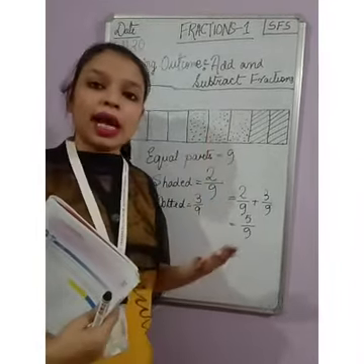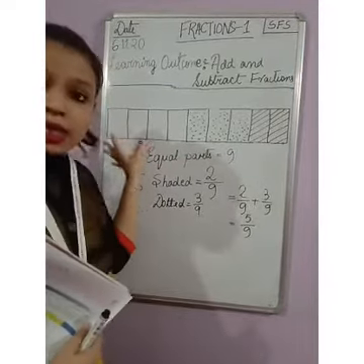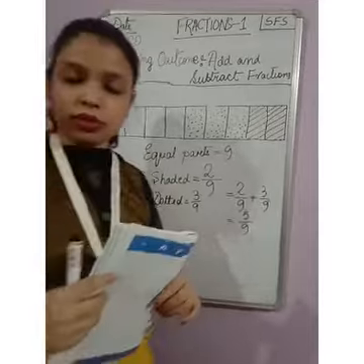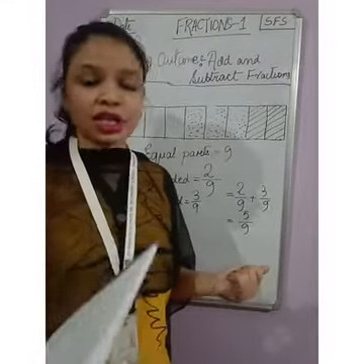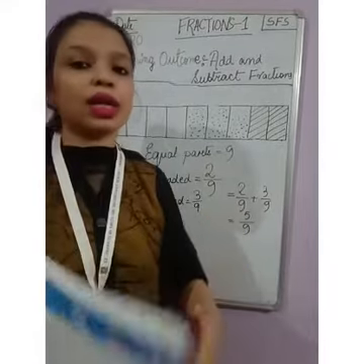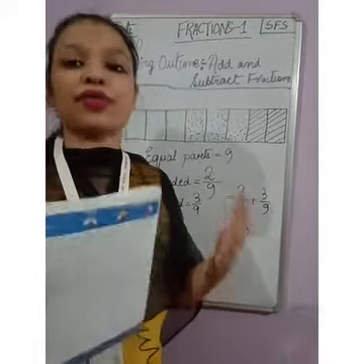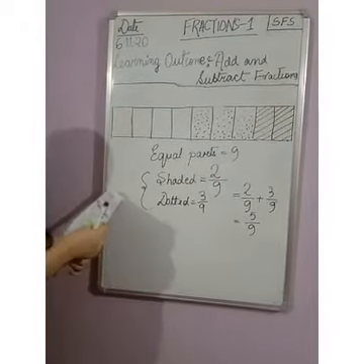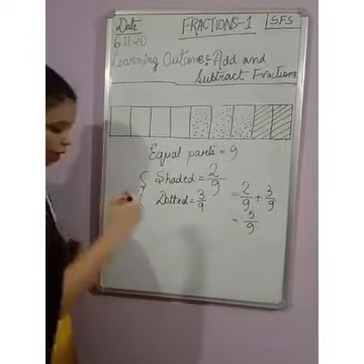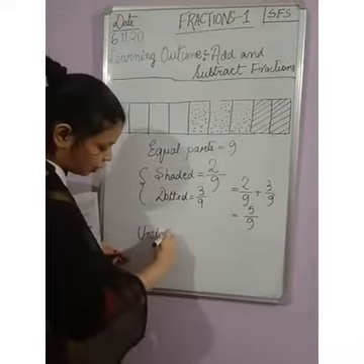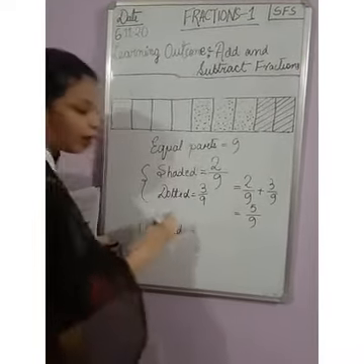Now I have to find out mathematically how many parts are unshaded. How many parts are unshaded? Now looking at the picture we can say it is 4 by 9. But how can we do it using fractions? How can we find the total part of the unshaded part? Unshaded equals to, how will you find it?